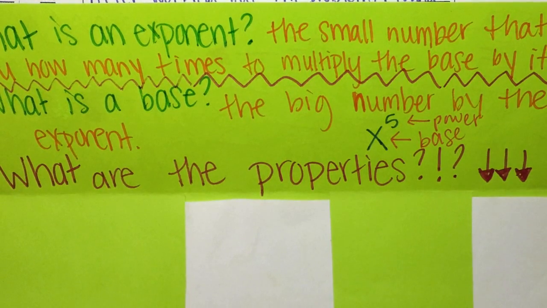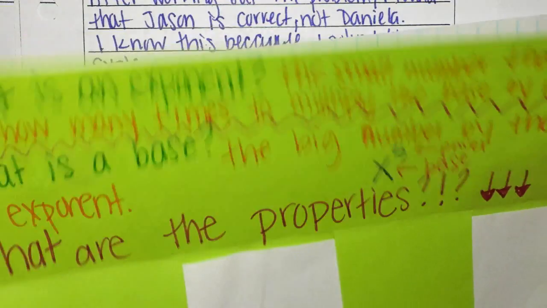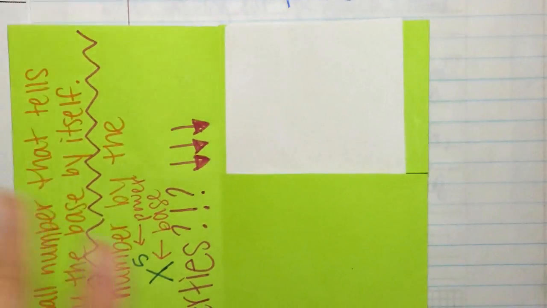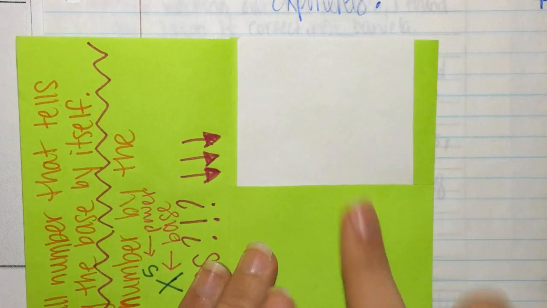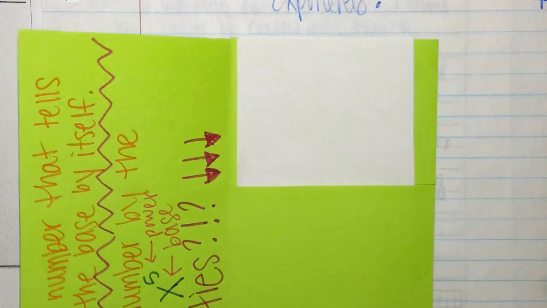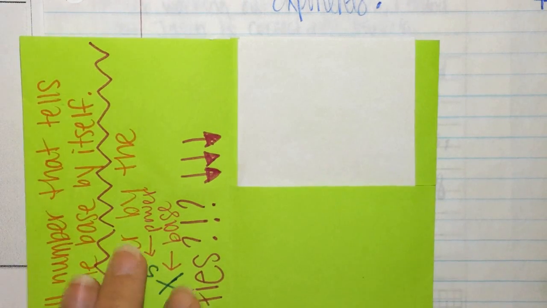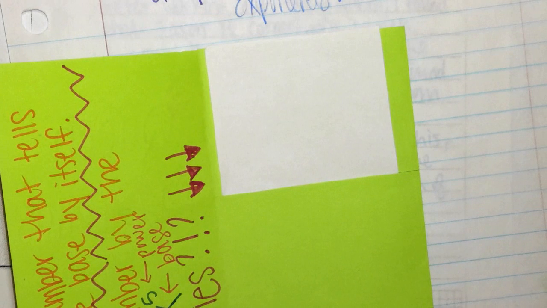Alright, so what we're going to do today is talk about our different properties. We're going to list them, and we're going to do some examples. Hopefully we'll get through all of them because they're fairly easy. Alright, ready? Turn it this way. We're not going to answer one of the properties, that's what we're writing down. That's why it has arrows pointing this way. These are our properties, and we're going to write them over here. So our first property is multiplying like bases.